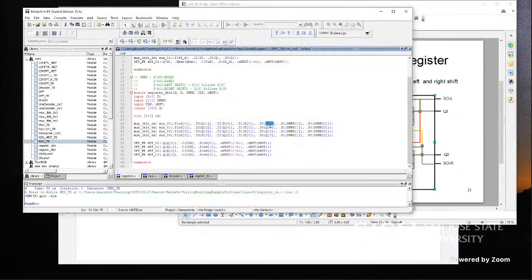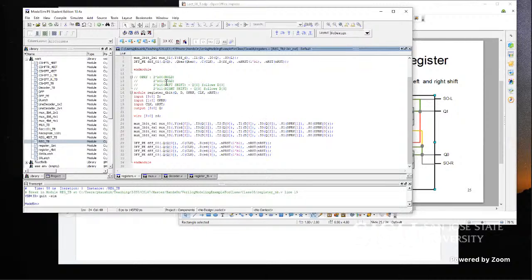So if it is a 0 selection, that is the hold. Q0 is feeding back into itself, and likewise for the next flip-flops Q1, Q2, Q3. So this is your hold connection. That's how we implemented the hold feature in this register.